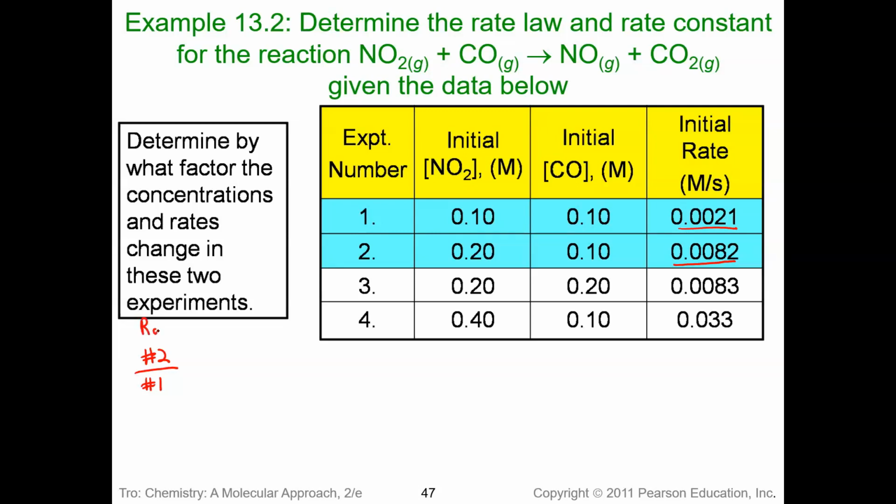So here's our rate law. Rate equals K times NO2 to the N times CO to the M. I don't know why we use N and M. You can use X and Y, it doesn't matter what you use. So we're going to do 2 over 1 here, experiment 2 over experiment 1.